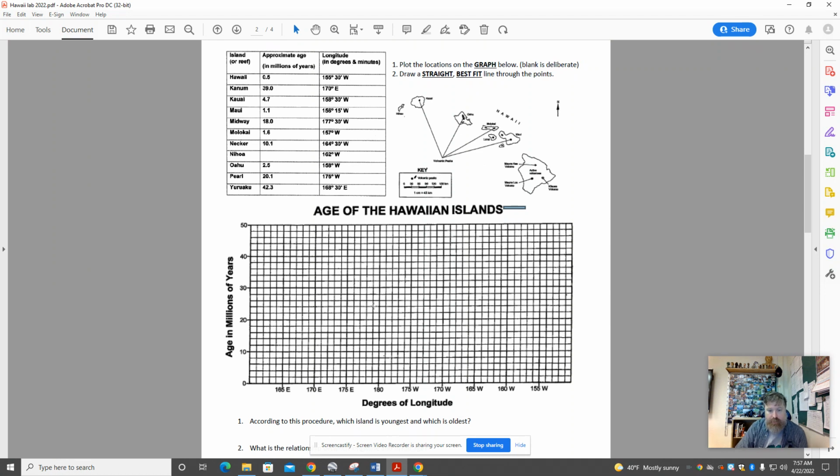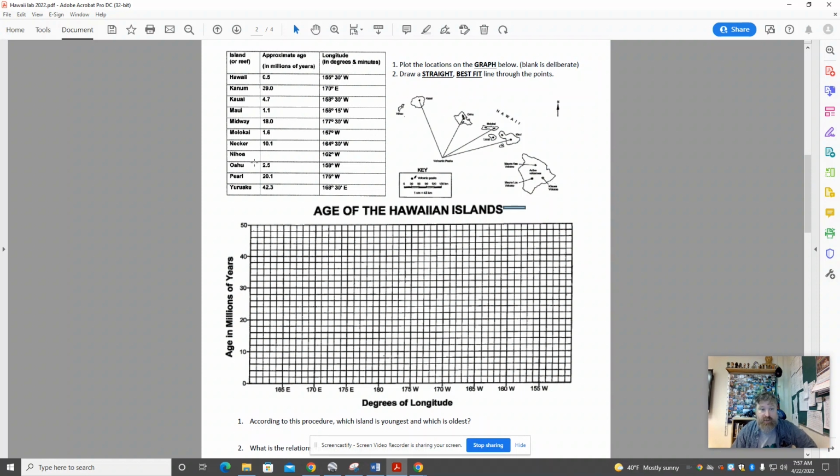You'll end up with a whole mess of dots. And what I want is a straight best fit line. So one line that goes right down through all of them. Straight, not jagged, not trying to connect them all. There'll be a bit of a scatter, but you'll see the trend. Do one straight line down through all of them.